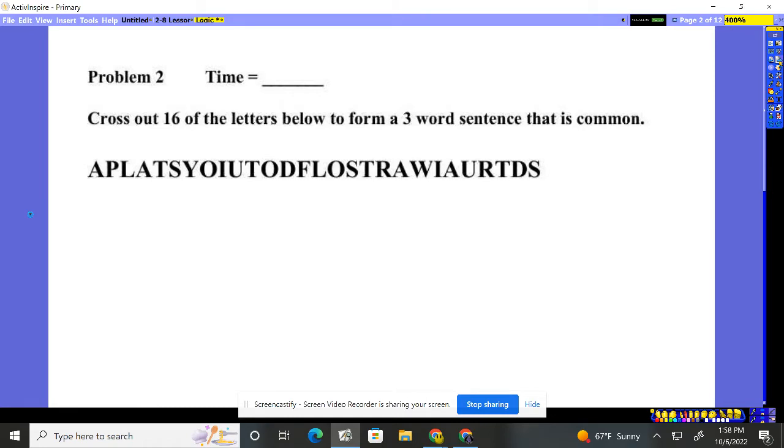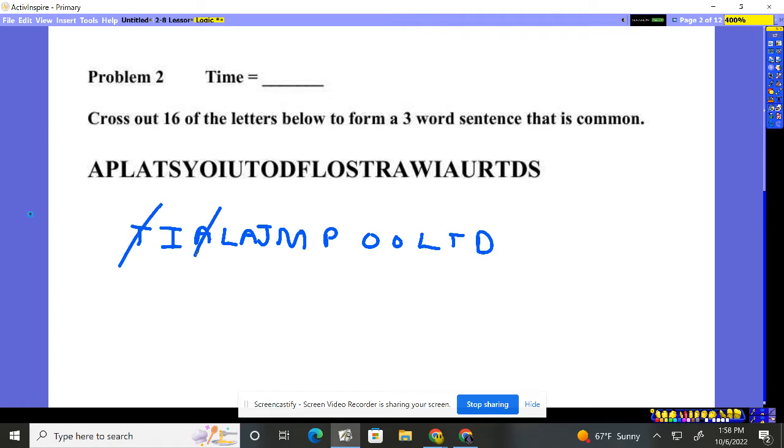Problem 2. This one is very simple. Okay? It's not simple to find the answer. It's easy to make, but here's how it works. Cross out 16 of the letters. So let's say I made some word, I am old. All I did is I took that straight across, I am old, and I hid it by putting letters like T, A, L, J, P, O, T.